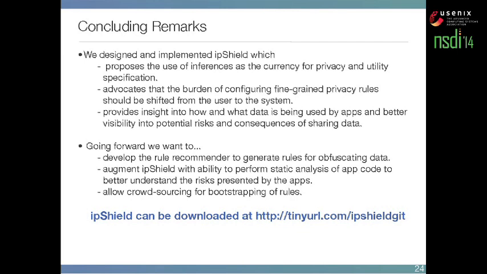Going forward, we want to design a better rule recommender which will not only provide binary policies on sensors, but actually tell us how to obfuscate sensor data in a more principled way. We want to augment ipShield with static analysis of app code because it provides better visibility into what an app is doing with the data. So instead of generating conservative rules, we can have more flexible rules. And finally, we want to allow crowdsourcing to bootstrap rules.